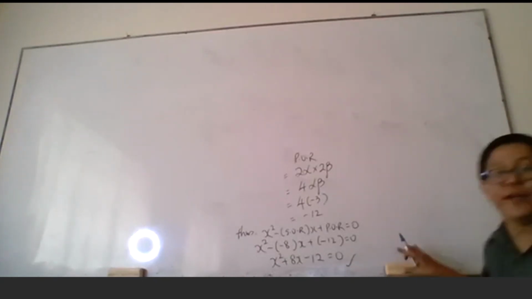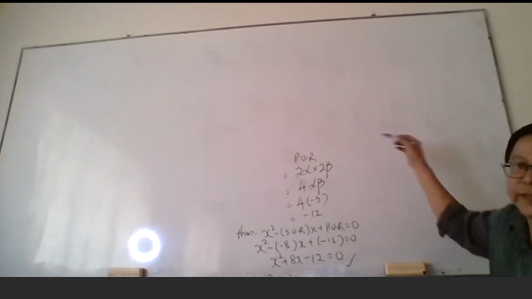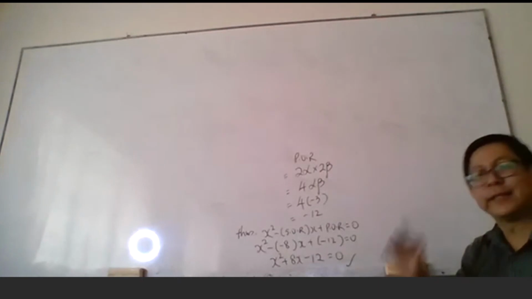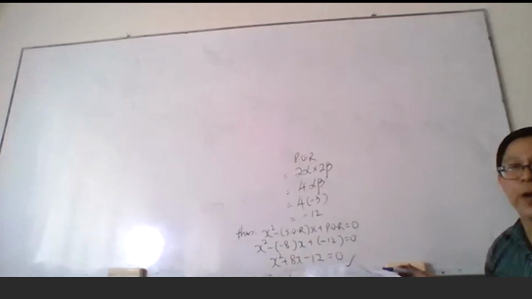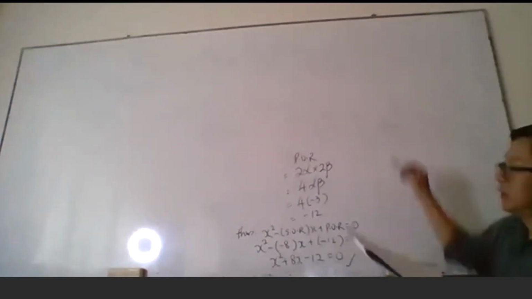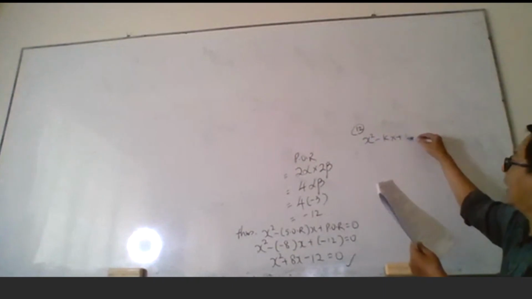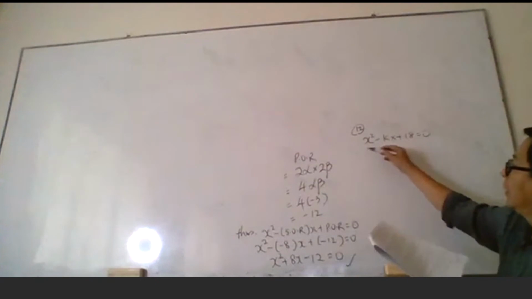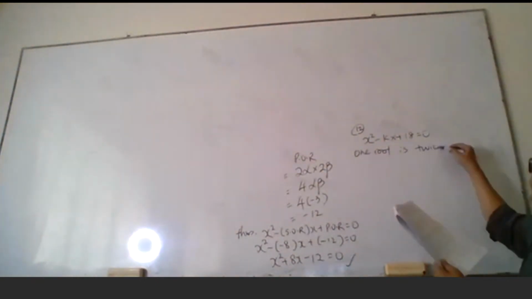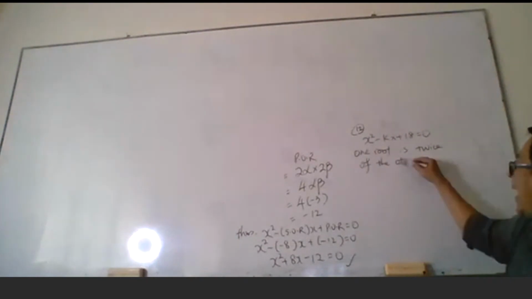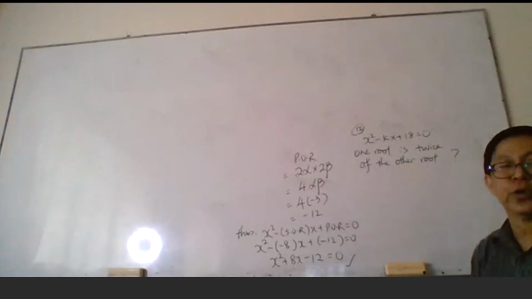Okay, this question is quite different from the question we discussed. Why? Because initially, every single question they will tell you the roots are alpha and beta, and so forth. But for question number 12, they never tell you at all. So for your question number 12, x squared minus kx plus 18 equal to 0, and they say that one root is twice of the other root.